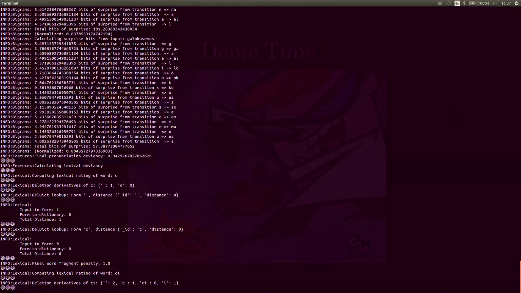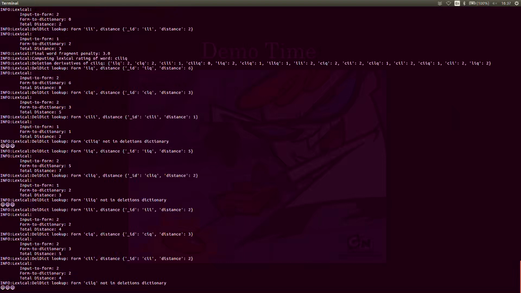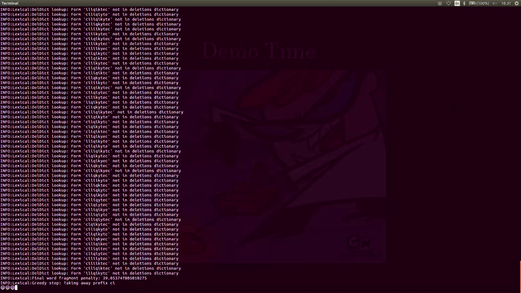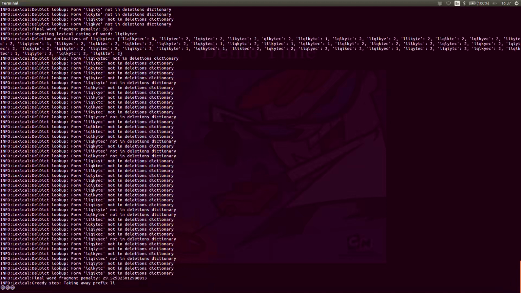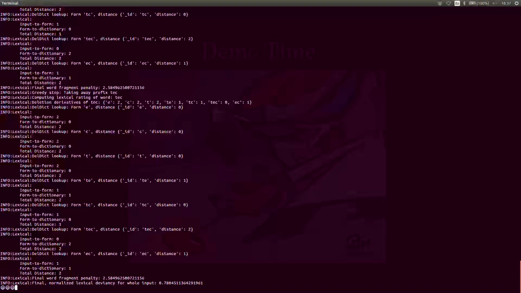Now we look at the prefix CI, and the same process happens basically with every prefix that is in this input until finally the algorithm makes the choice, okay, I think taking the first 2 letters, CI, is the best choice here. That's the closest thing I have here to a word in the dictionary that I can take away. Now the same thing happens again, and it takes away the prefix LI, and it takes away the prefix QI, and so forth, and so on, until finally it reaches a score for similarity to a concatenation of words in the dictionary for this domain name.